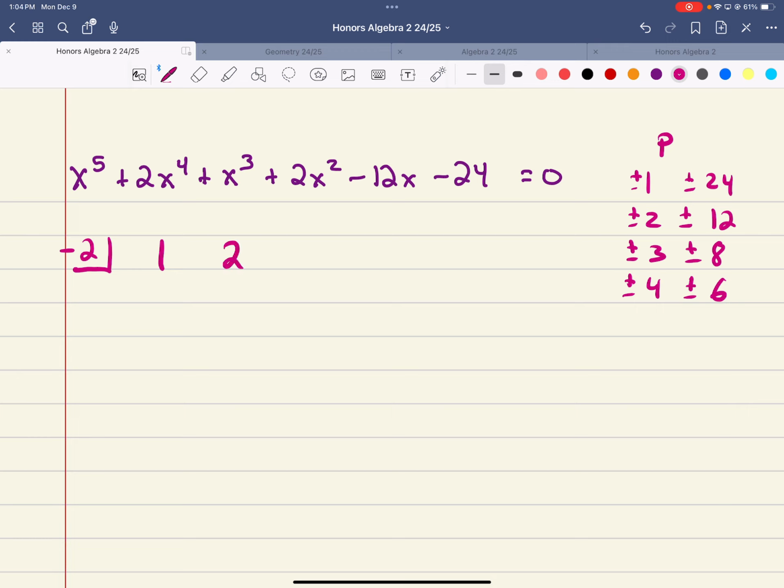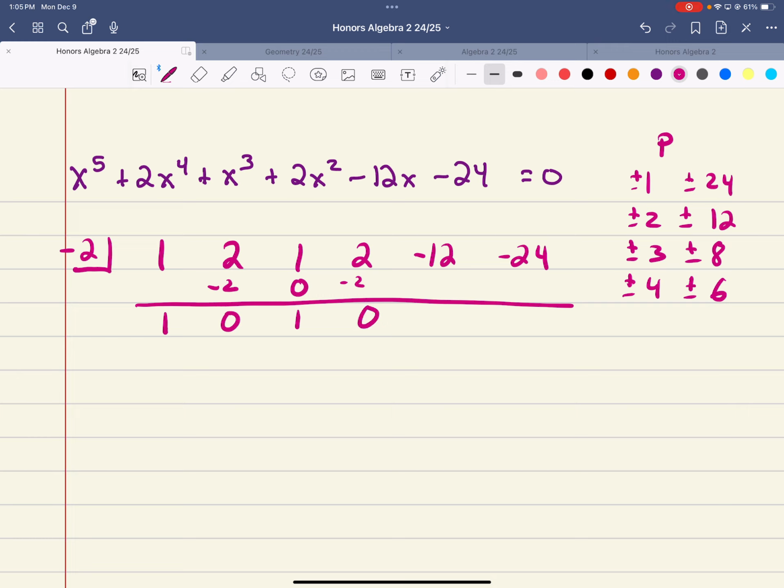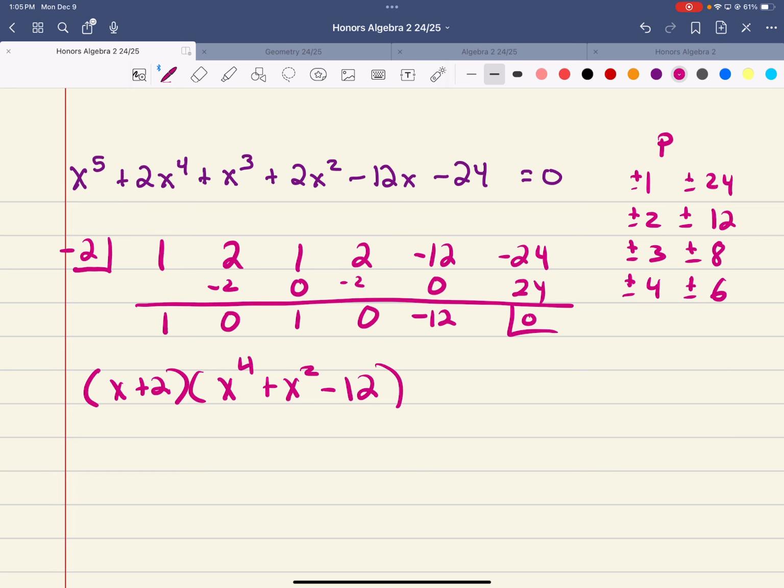So again, we'll just confirm their math. Plus I need to write it down anyway. So we've got 1, we've got negative 2, we've got 0, we've got 0, we've got 1, we've got negative 2, we've got 0, we've got 0, we've got negative 12, we've got 24, and we've got 0. Perfect. So our first factor is x plus 2. Our second factor, x to the 4th plus x squared minus 12.